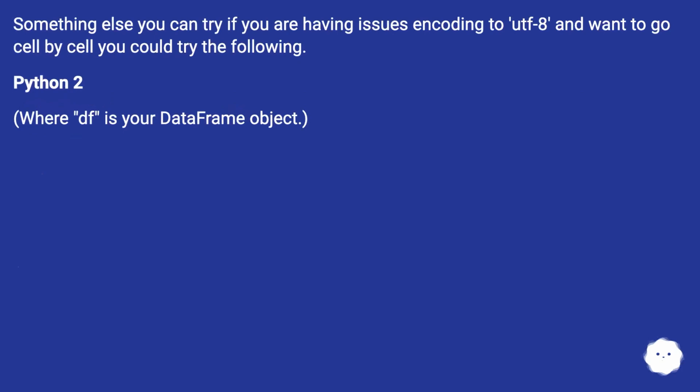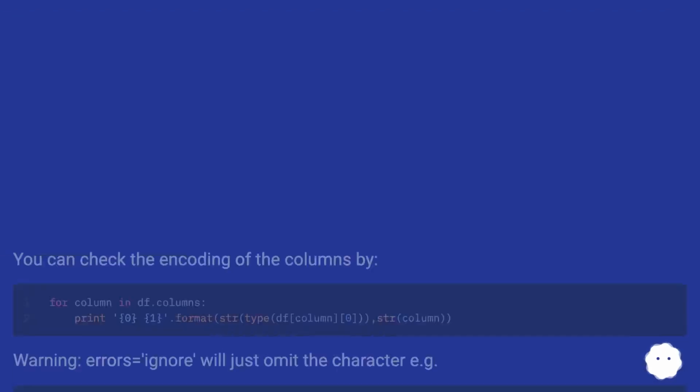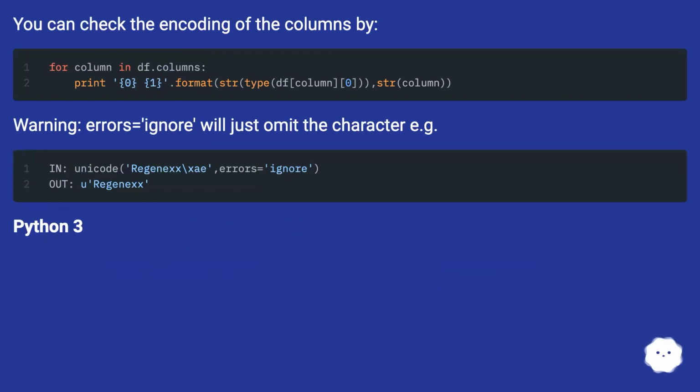Something else you can try if you are having issues encoding to UTF-8 and want to go cell by cell, you could try the following. Python 2. Where df is your DataFrame object. Then try. You can check the encoding of the columns by. Warning, errors equals ignore will just omit the character, for example. Python 3.